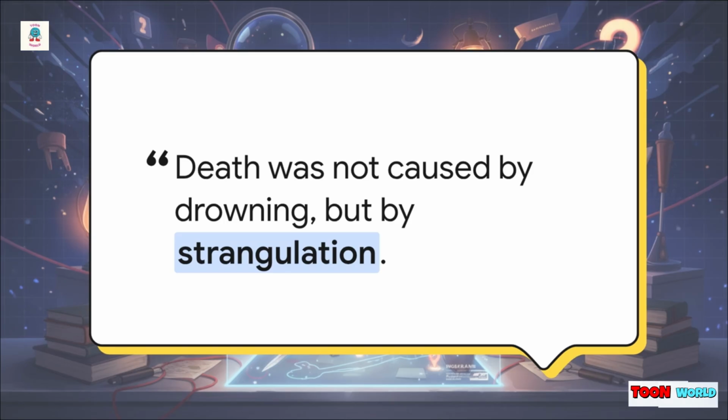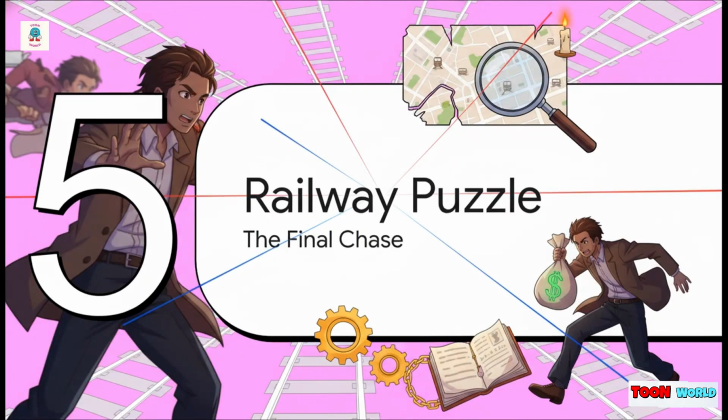Death was not caused by drowning, but by strangulation. Wow. The dirty water, the overflowing bathtub, the bloated body, the whole shebang was an elaborate, staged cover-up. The killer purposely placed the body in the water to confuse the time and cause of death, banking on the police ruling it a tragic accident. It was cold, it was calculated, and incredibly deceptive. And that catapults us into our final act, Section 5, the railway station puzzle.